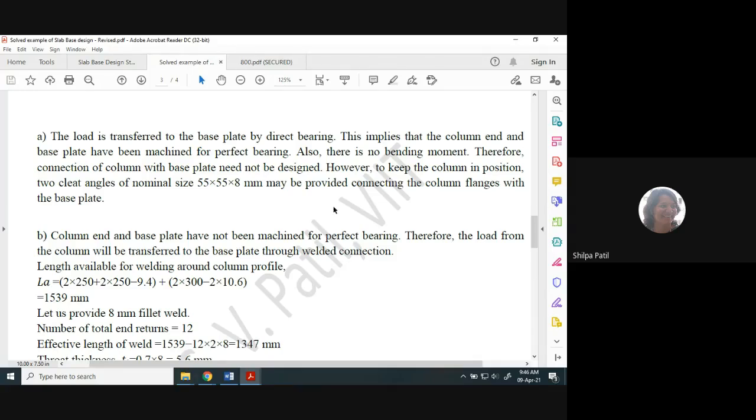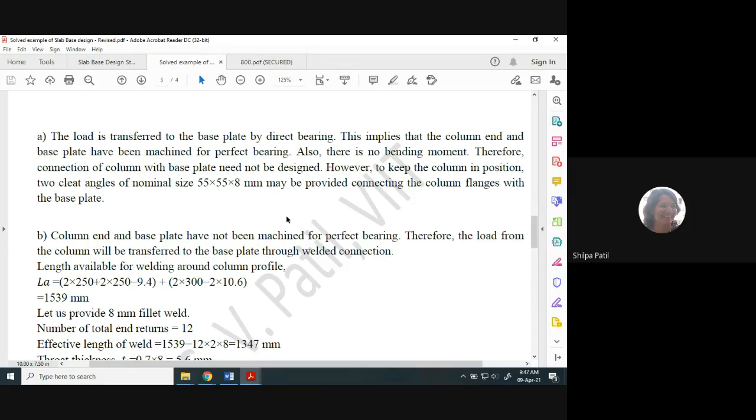However, to keep the column in position, two cleat angles of nominal size 55 by 55 by 8 may be provided for connecting the column flange with the base plate. The minimum cleat angle size is actually 50 by 50 by 6, but it is normally increased a little to 55 by 55 by 8. If proper bearing between the column and the base plate is there, then we don't need to design the connection separately. We simply provide two nominal size cleat angles connected to the column flanges and the base plate.